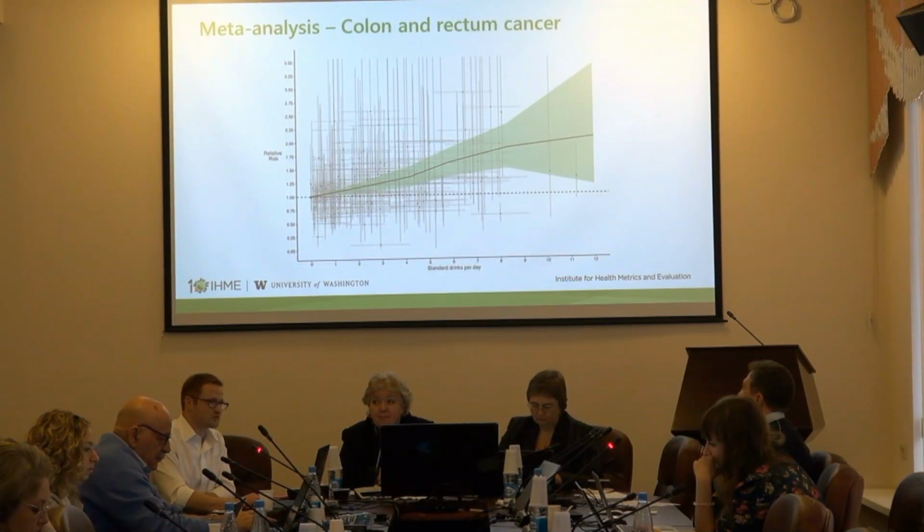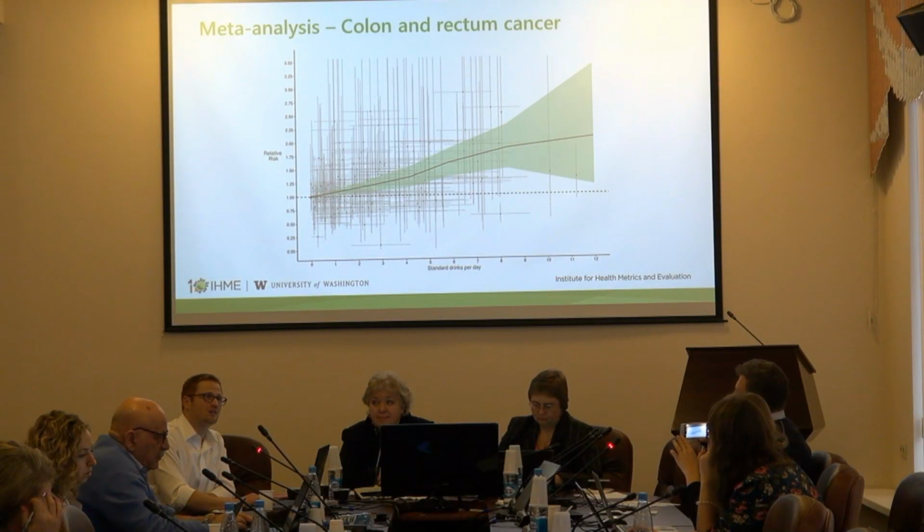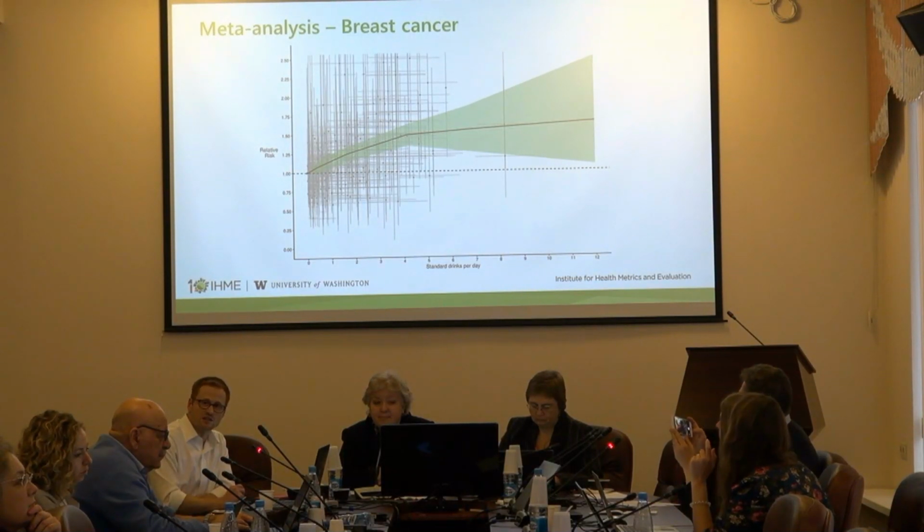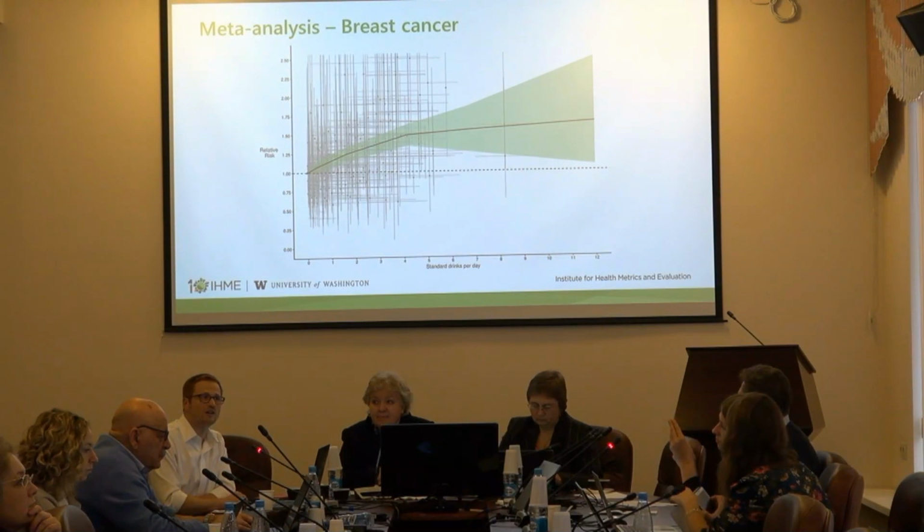There are some where the associations are much better. Here's colon and rectal cancer. The data are still quite messy, but the association is much cleaner. Breast cancer, again, the association is a little bit cleaner despite the fact that the data are very, very heterogeneous.